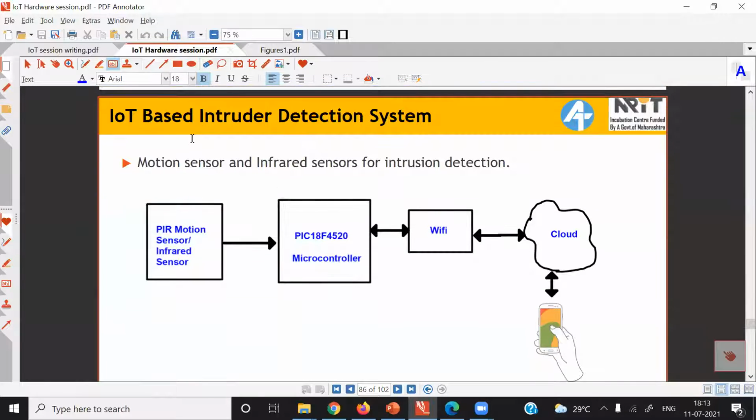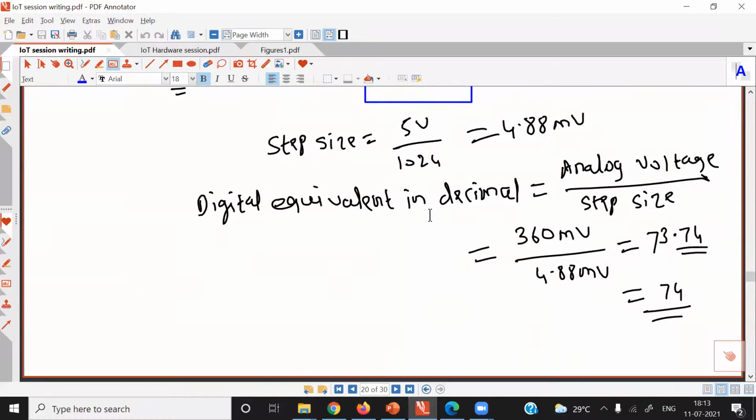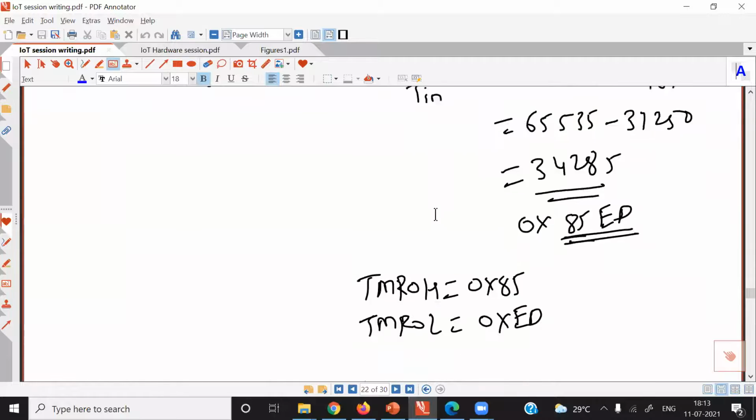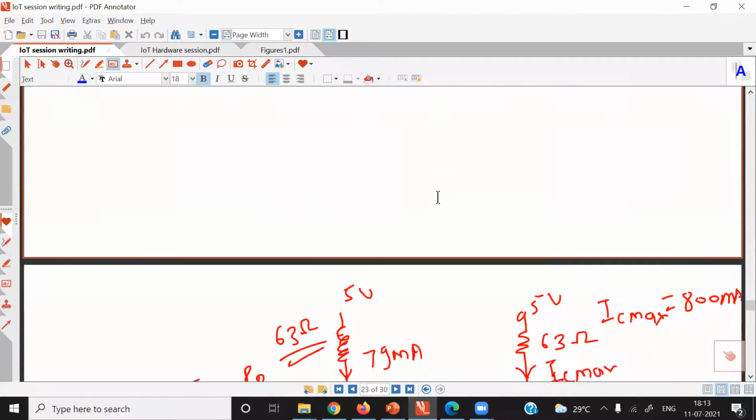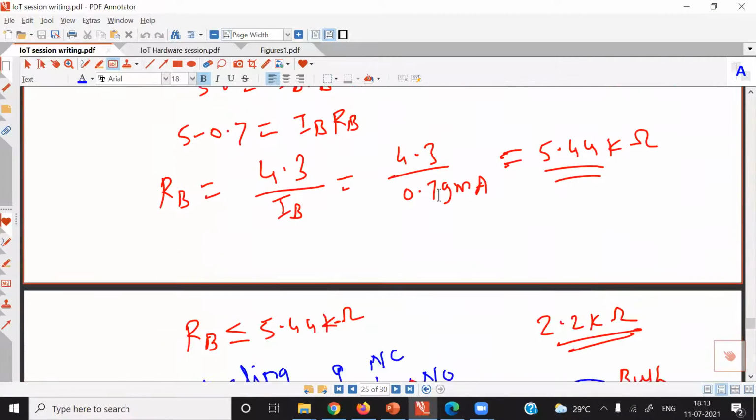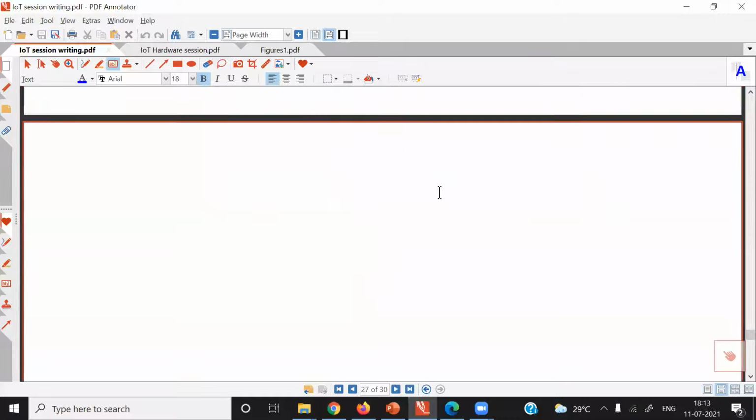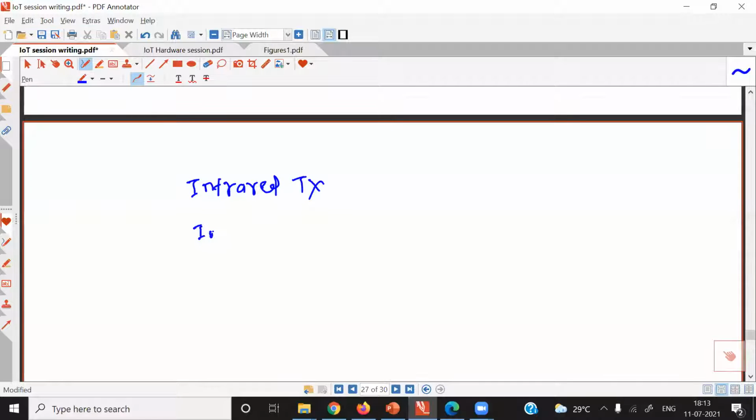So I'm discussing here the IoT based intruder detection system. If you are using an infrared sensor, there are two different possibilities. Number one, the infrared transmitter and receiver will be at the same position. So you will have here an infrared transmitter and an infrared receiver. They will be placed side by side.